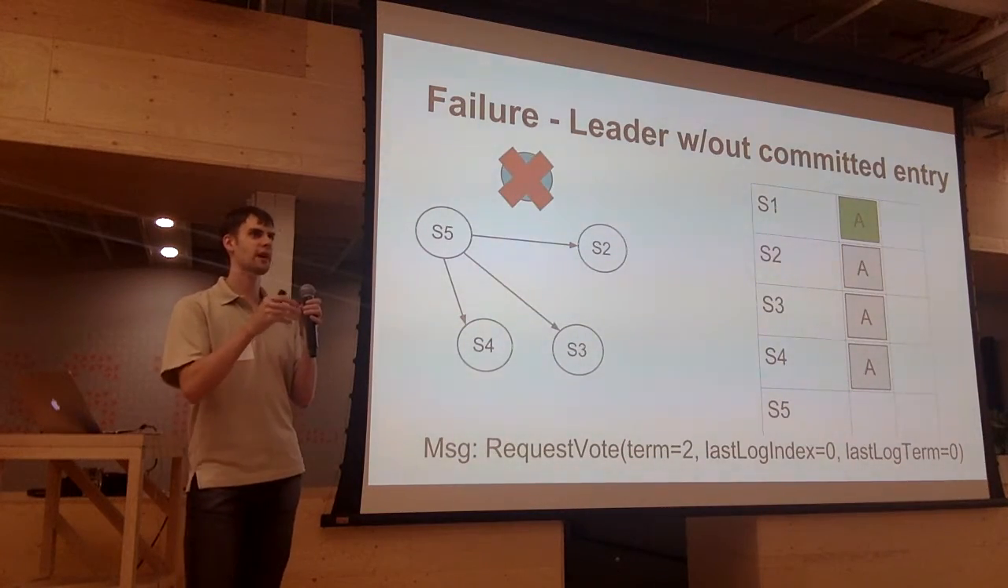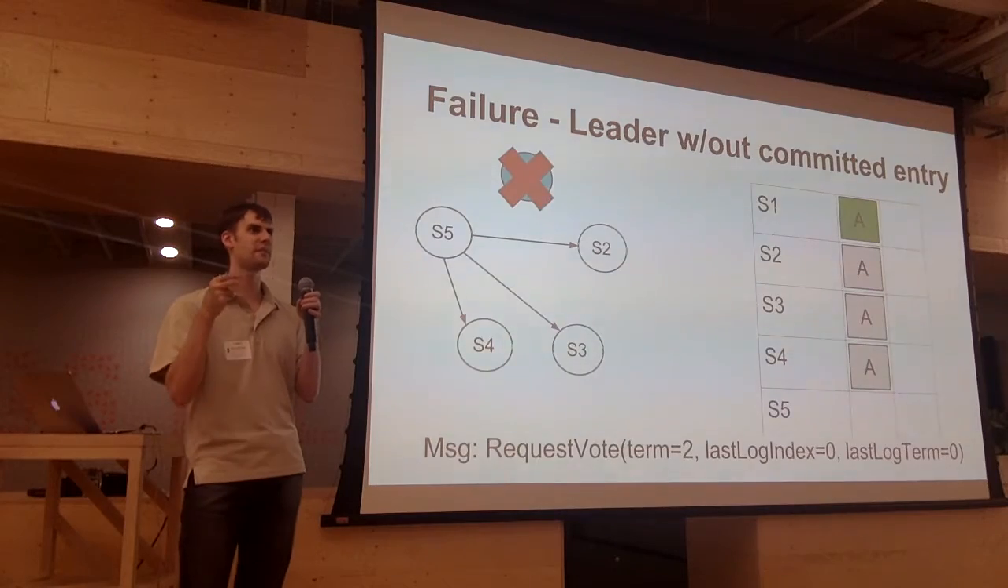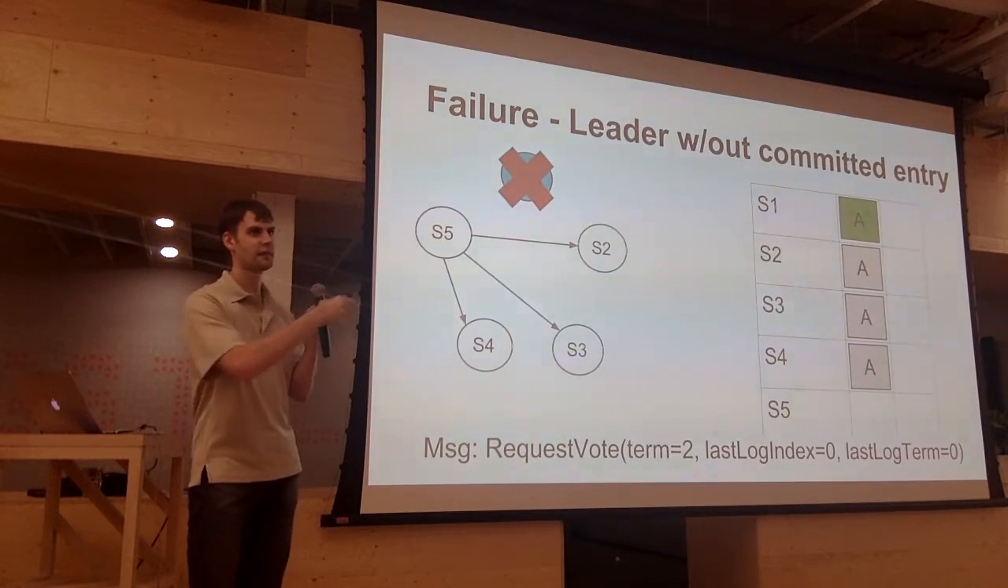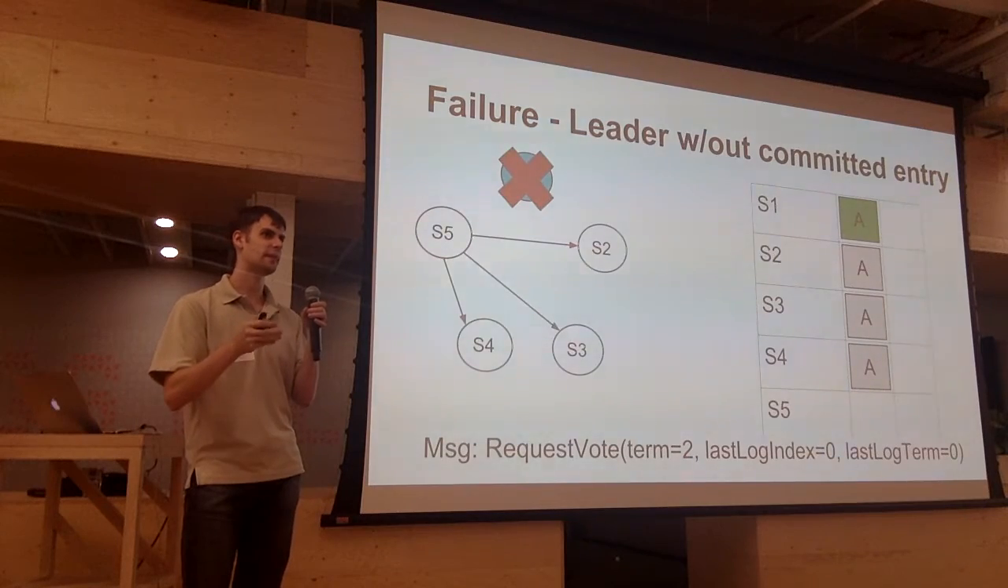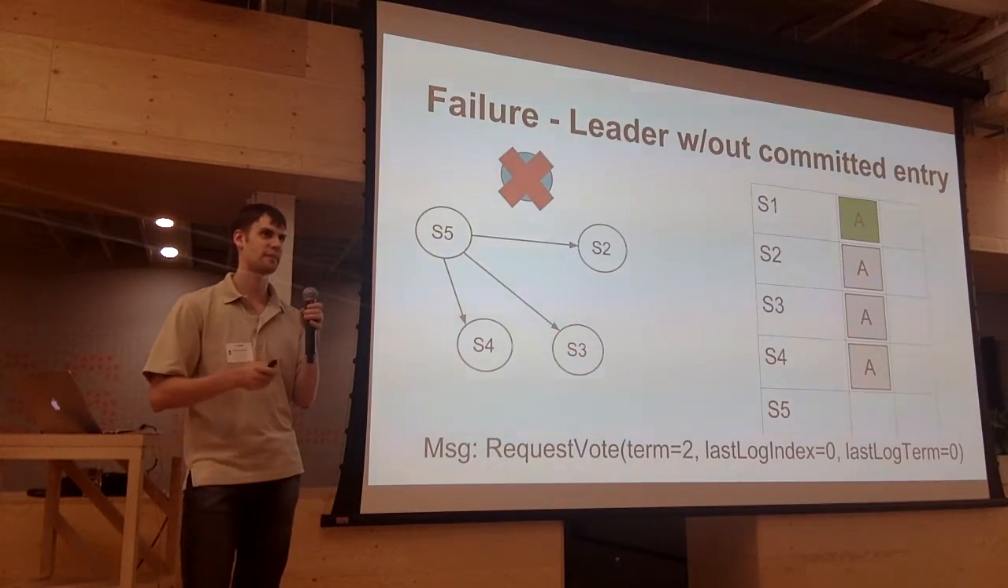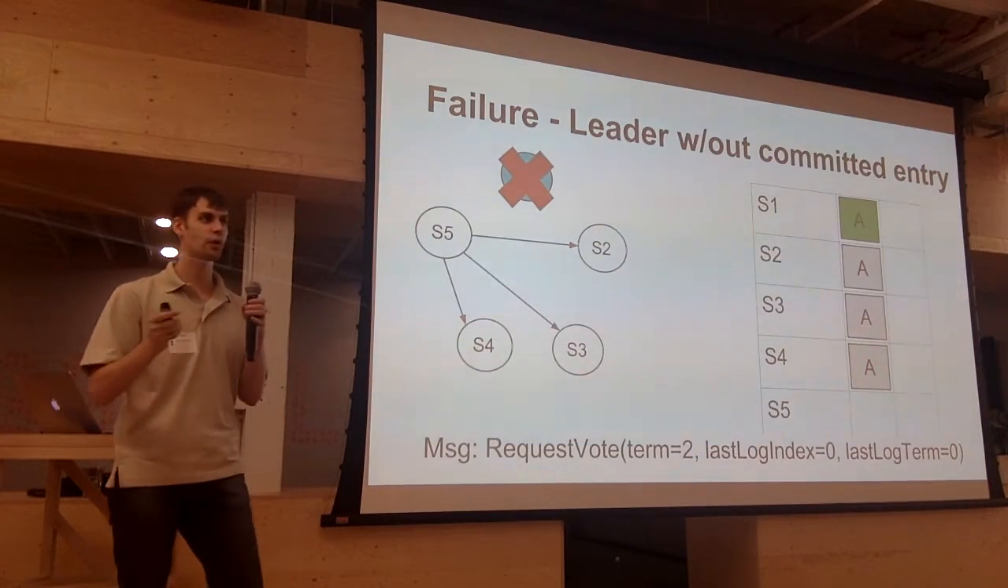Even if multiple time out at the same time and vote for themselves, then in that election, if in term 3 everybody votes for themselves, nobody can become a leader for term 3. But eventually, one of them is going to time out first, and it's going to be able to get most of the votes. More questions?